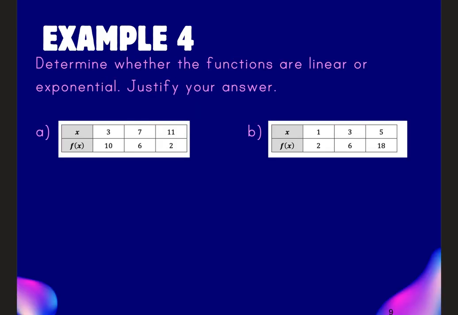All right, example 4 says determine whether the functions are linear or exponential and justify your answers. So instead of giving it to you in coordinate point form, it's giving it to you in a chart. Same exact thing though. Look at your x values, your input values. Are they changing in the same interval? 3 to 7 and 7 to 11. Is that the same interval? Yeah, they're both increasing by 4, right?